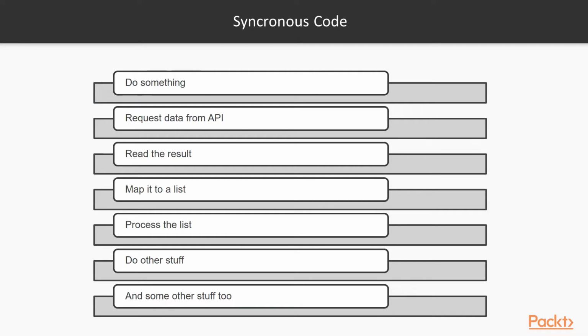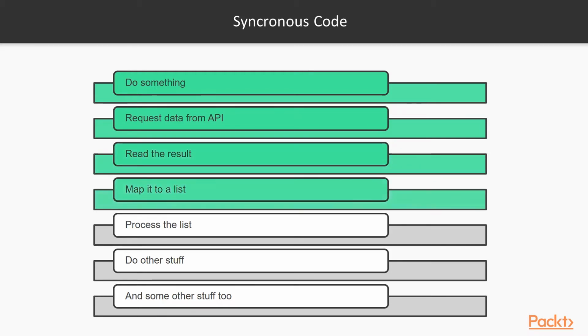If we modeled the steps a synchronous program took, it would be sort of like a straight path. We start by doing something in our code, and once that's completed, we can do something else. In this case, it's a request to a remote API. So we make the request and then wait. And wait until finally it returns. We can read the response, check for errors maybe, and perhaps map it to a list. Maybe we process that list. Then we're on to doing some other stuff, and so on and so forth.